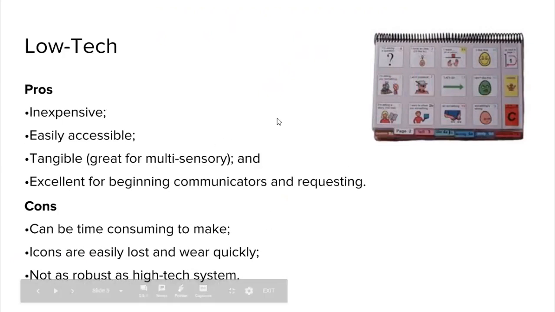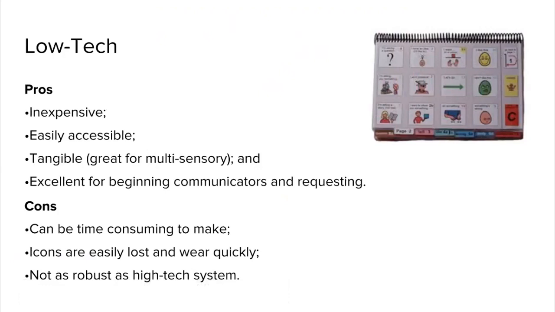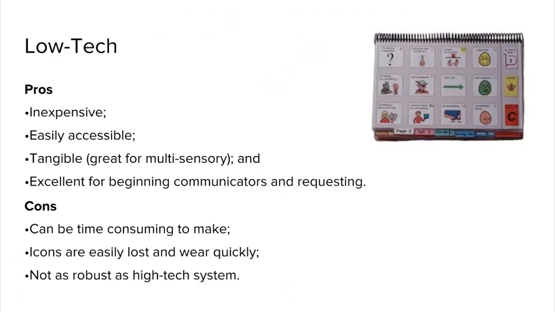They fall off. They break down quickly. Even though it's easy to access, the continued reproduction of these icons in the books can get a little bit time consuming. And as I said before, they're not as robust as a high-tech system. So when I say robust, I mean there's not as many options for generative language. When I say generative language, I mean making your own utterances, saying what you want to say specifically. They also don't offer voice output, and that's an important thing as well.